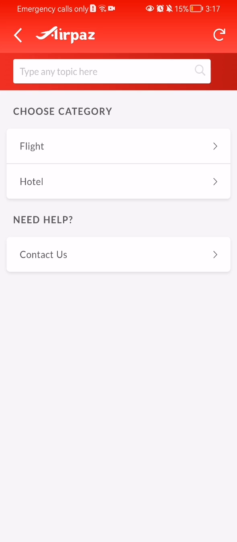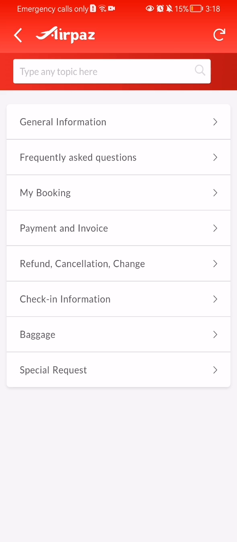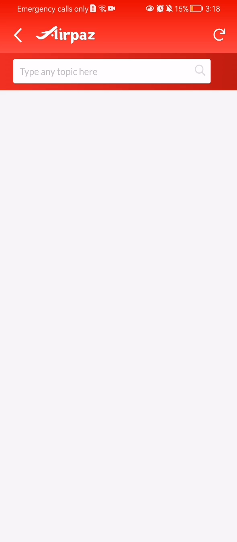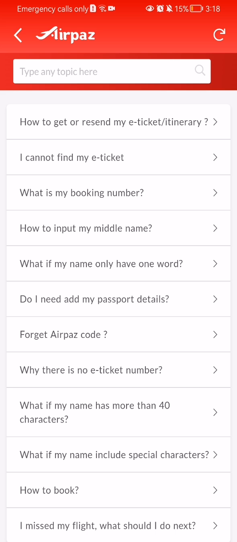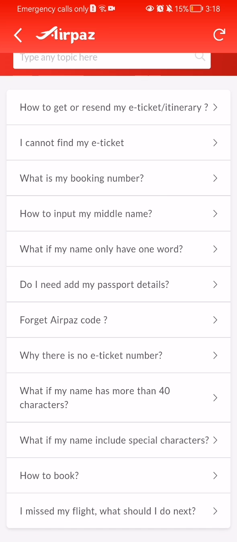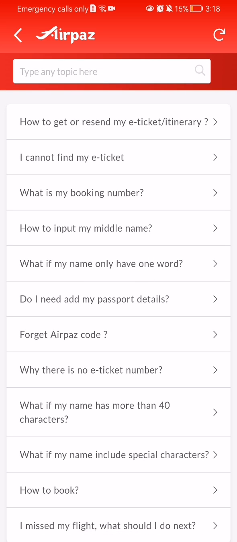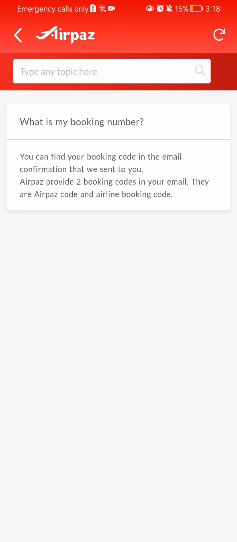And after that you can choose the category here, which is about flight or hotel, and you can see here the most frequent topics, for example my booking, and here you can see most of the more frequent questions about that topic. You press on one of these if you think that the problem is that specific question, and after you press on it, it will give you a detailed answer to that specific question.